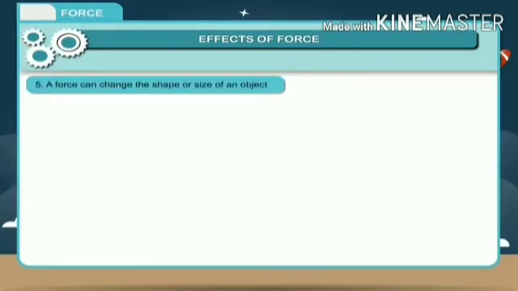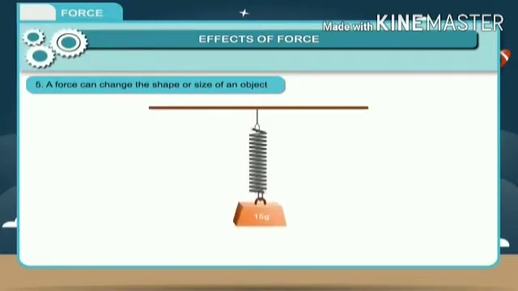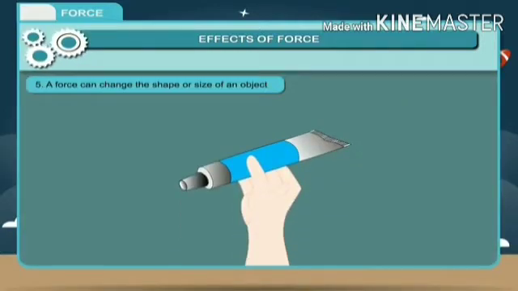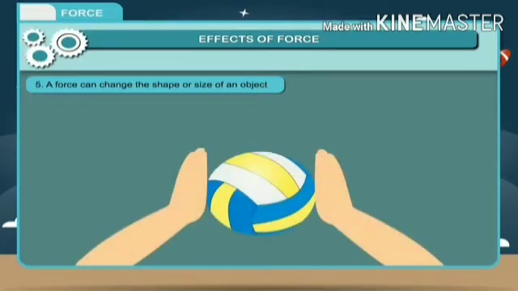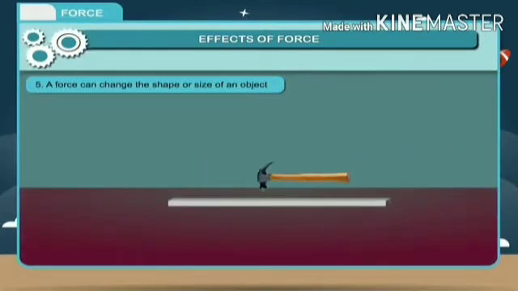5. A force can change the shape or size of an object. For example, when an inflated balloon is pressed between two hands, its shape changes. Similarly, when a spring is pulled beyond its limits, its shape changes. The shape of a gel tube changes when it is pressed or squeezed. Similarly, the shape and size of a ball changes on pressing between two hands. The shape of an iron strip changes on hammering.